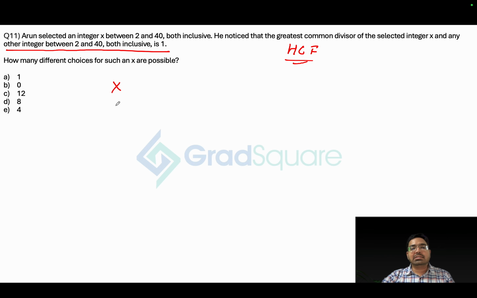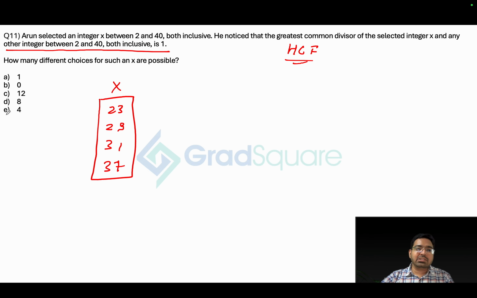So let's quickly list down those numbers. 23 is the number. You look at 29, you look at 31, you look at 37. These are the 4 prime numbers that we have, which will not find any common factor with any of the other numbers from 2 to 40, and hence option E4 will be the correct answer for this question.